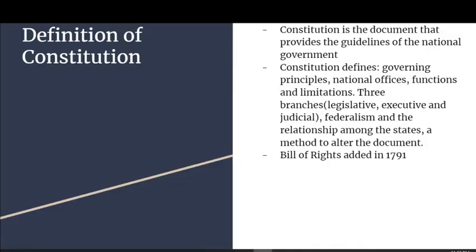So first we need to do an overview and define the Constitution. The Constitution is a document that provides the guidelines of the national government, and it defines the governing principles, national offices, functions, and limitations of government. It also states that there are three branches of government: legislative, executive, and judicial. There is something called federalism, which is the next chapter that I already covered, and the relationship among the states and the federal government, and there's a certain amendment process to alter the document.